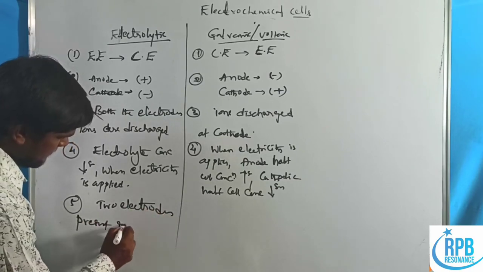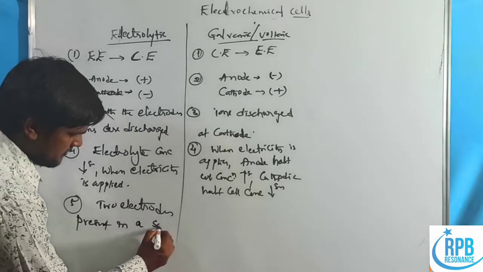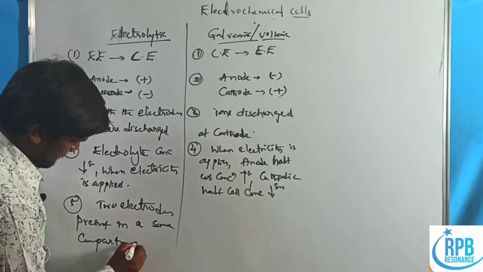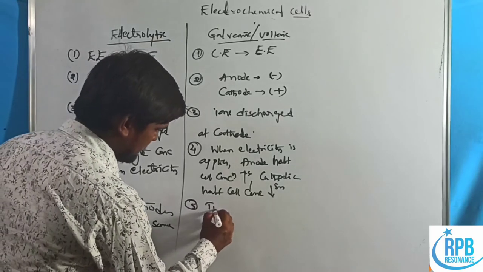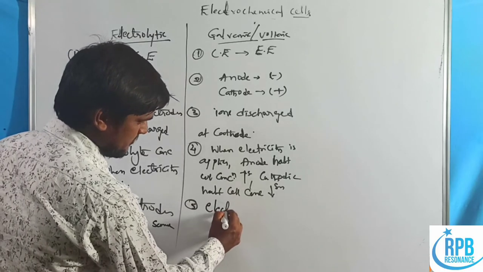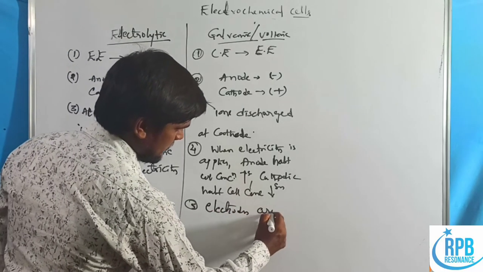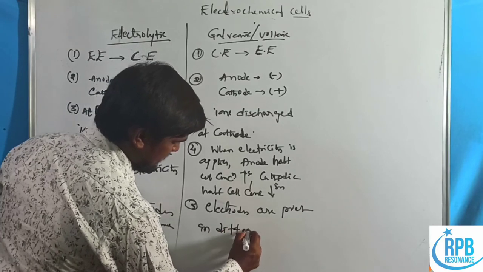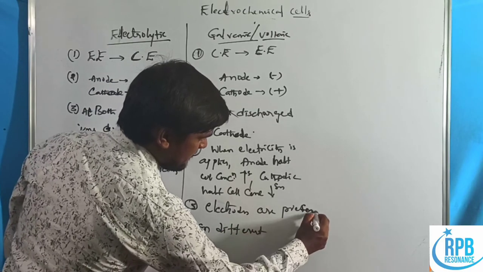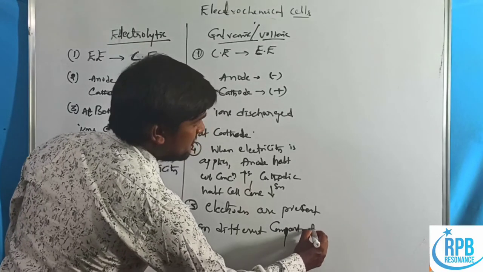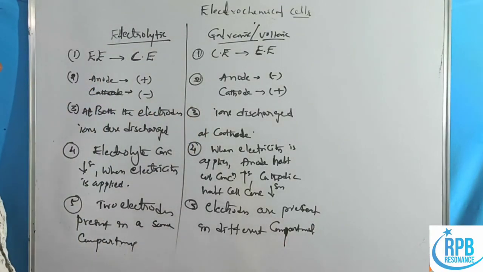In the electrolytic cell, the two electrodes are present in the same compartment. In the galvanic cell, the electrodes are present in different compartments. So these are the major differentiations between the electrolytic and galvanic cell.